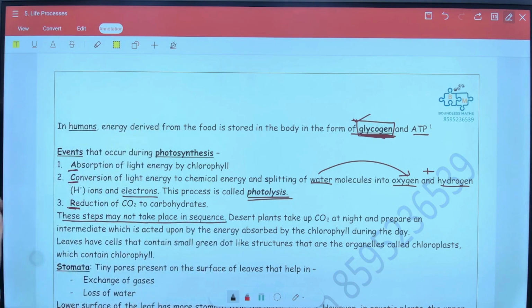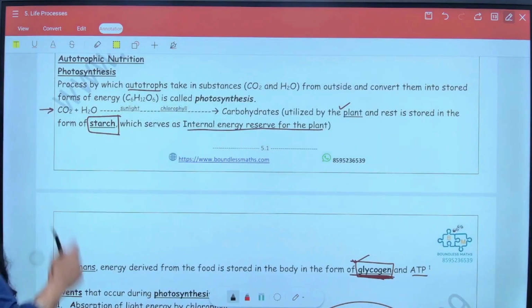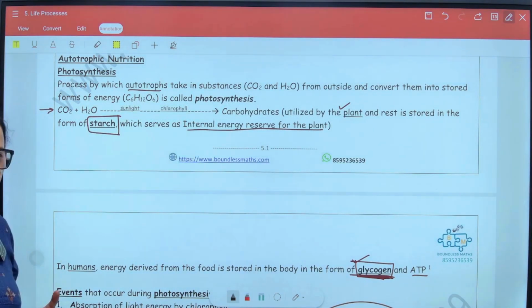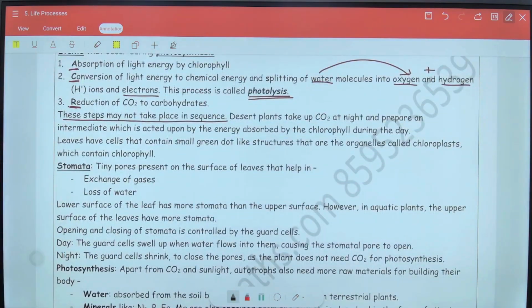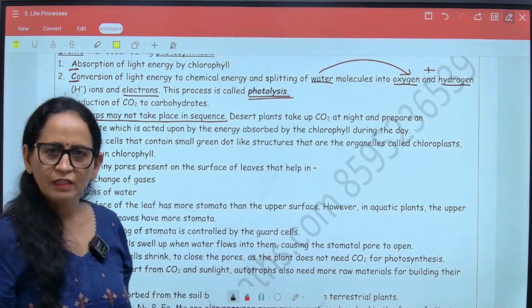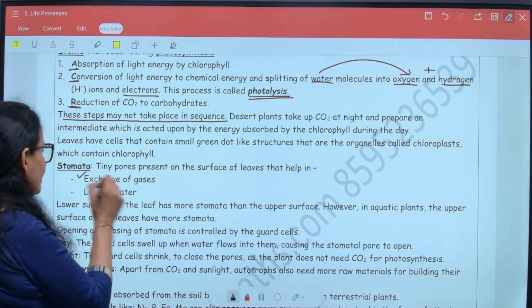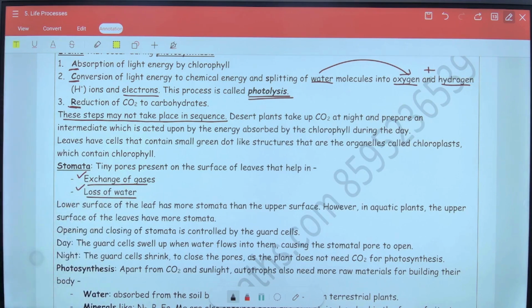Next thing you should always write is the definition of photosynthesis and the reaction involved. So all the three things are important: the definition of photosynthesis, the three steps, and the reaction involved in photosynthesis. Now what is stomata? These are the tiny pores present on the surface of the leaves that help in exchange of gases. The second function of stomata is to throw out excess water through the process of transpiration.